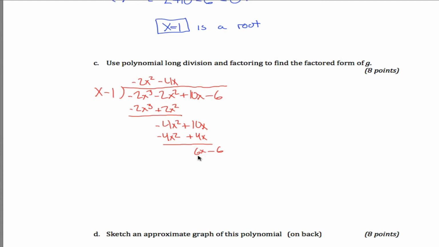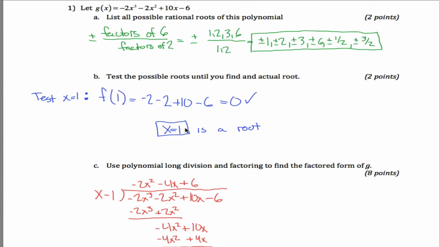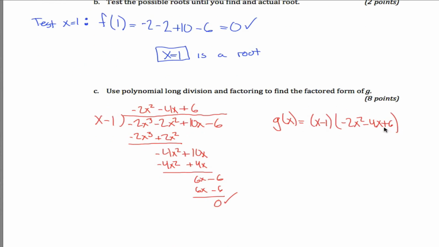Now you want to get rid of this 6x, so throw a 6 up top because 6 times x is 6x. 6 times -1 is -6. And when you subtract, you see you get no remainder, which is a good thing. No remainder tells me that x minus 1 divides evenly into this polynomial, which it better because if x equals 1 is a root, x minus 1 was supposed to be a factor. And if it's a factor, it's got to divide evenly in here. Anyways, the point of all this is we can now write g of x as x minus 1 times -2x squared minus 4x plus 6. Which is good, but it's not the factored form because we can factor this thing further.